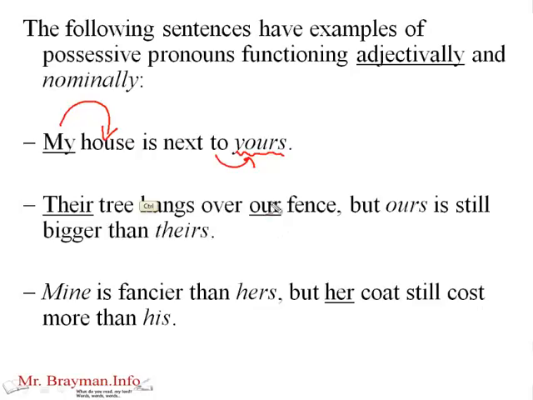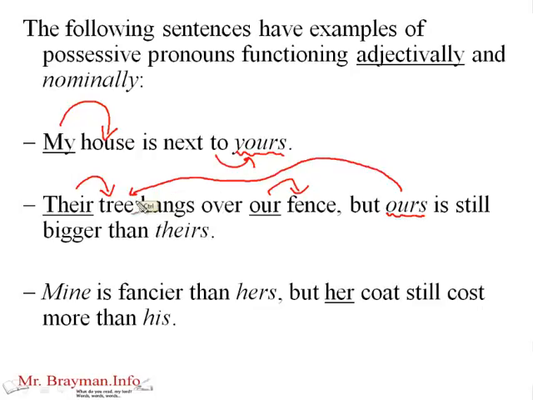Or their tree hangs over our fence, but ours is still bigger than theirs. Again, their modifies tree, our modifies fence. Ours is the subject of this clause. Ours is, right? So it's functioning like a noun. And it's taking the place of tree.